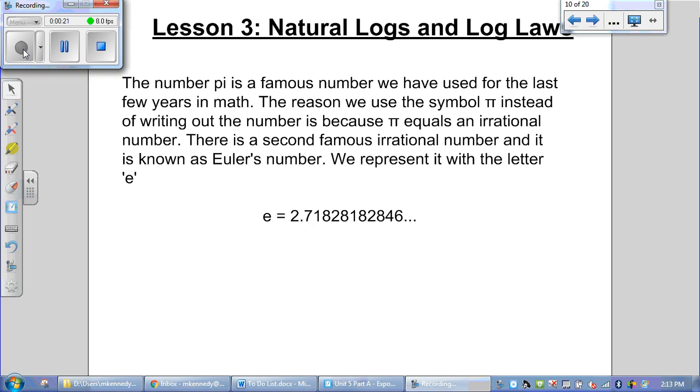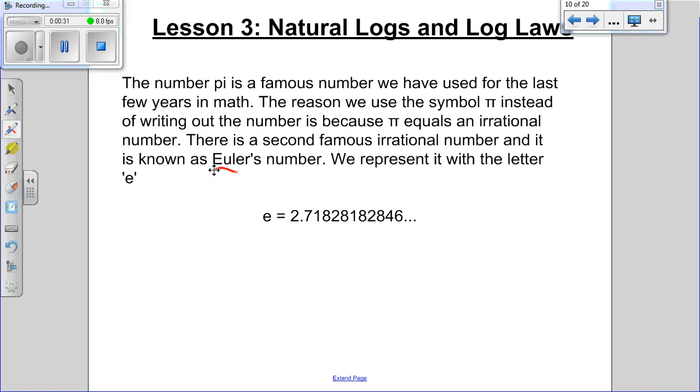There's another famous number. That famous number is called Euler's number because Euler is the guy who discovered it. Euler in here? Yeah, there it is. So Euler discovered this number and they named it after him. They represent it with the letter E. It's just like pi in the sense that it's an irrational number that goes on forever.